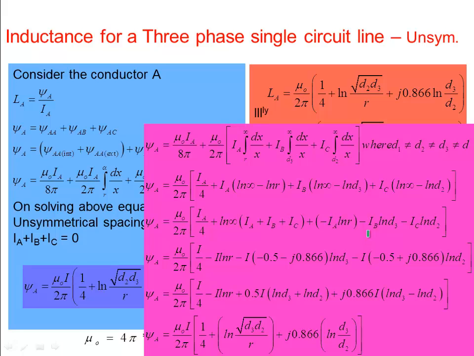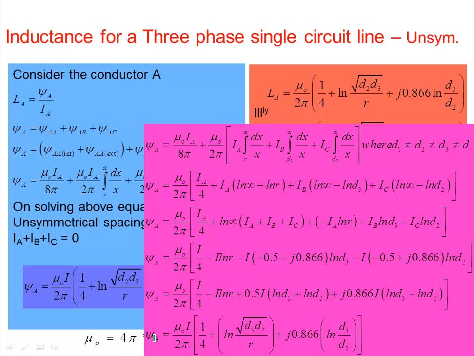As already shown in the last slide, we can represent the current in the form of complex terms, so we are going to substitute that here. In place of IA, it's I into 1 plus j0, in place of IB, it's minus 0.5 minus j0.866, and for IC it's minus 0.5 plus j0.866. If you substitute these terms in this equation, we will get the final solution for section 1.